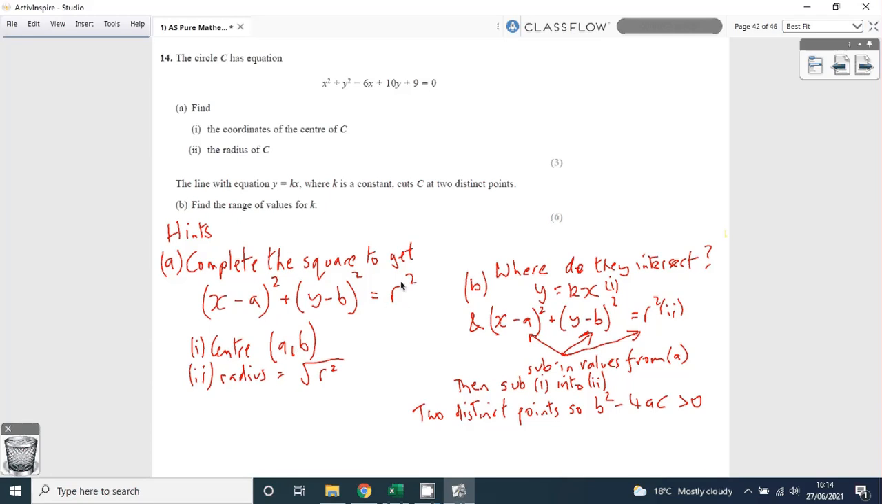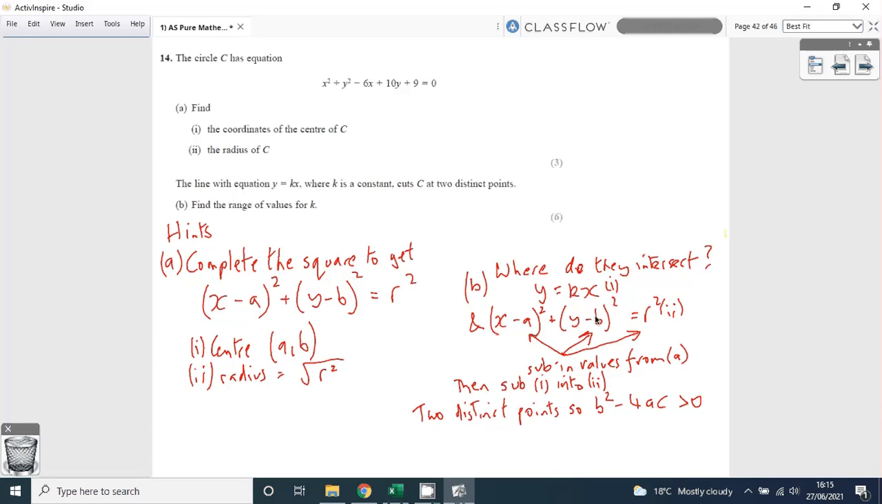Now for part B, the line with equation y equals kx cuts the circle at 2 distinct points. So wherever a circle and a line, or any two things, cross, you want to solve the simultaneous equations to find those solutions. The equation of our line is y equals kx. The equation of our circle is this here. But now, of course, we know what a and b are, having done part A. So substitute 1 into 2: replace your y with your kx.